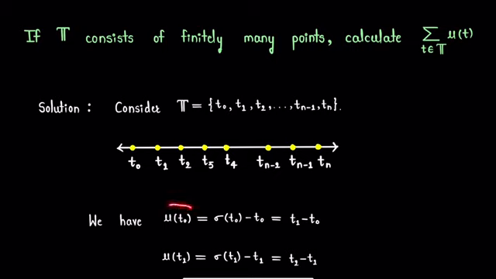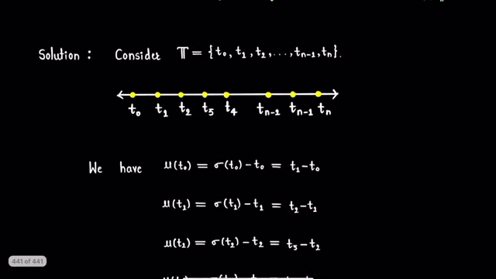Then we have mu(t0) = sigma(t0) - t0 by definition. Now sigma(t0) is the next number t1. So here sigma(t0) is the next number t1. So we get mu(t0) = t1 - t0. Mu(t1) is equal to sigma(t1) - t1. Again sigma(t1) is t2, which is the next number. So we get mu(t1) = t2 - t1.